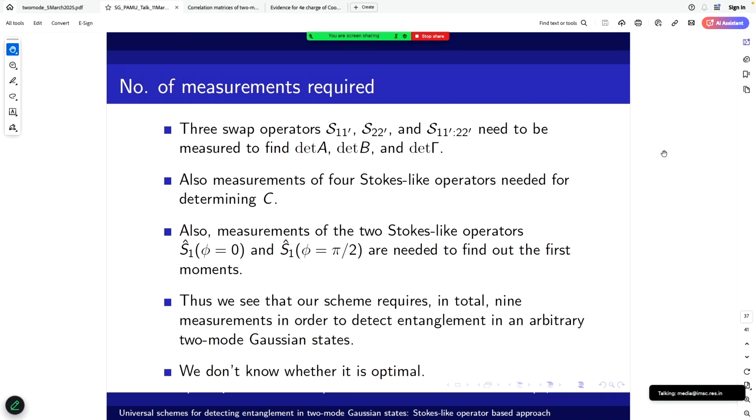And this is all. This will provide you not the entire covariance matrix, but it can tell you whether this condition, Simon's condition, is satisfied or not. So, this scheme requires in total 9 measurements in order to detect entanglement in an arbitrary 2 mode Gaussian state. As I said, we do not know whether this is optimal or not. It may happen that without even figuring out the matrix C, you can figure out its determinant, that may be possible, but we still do not have the solution for that. But this is better than tomography, that I can say.